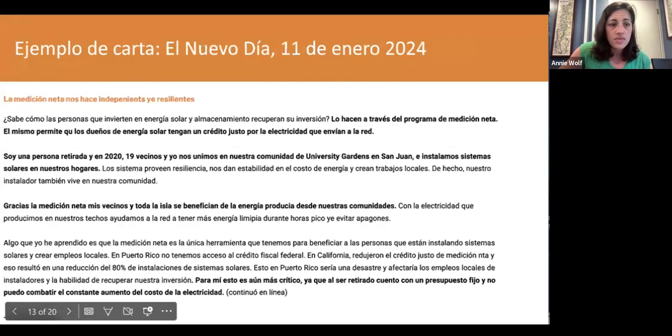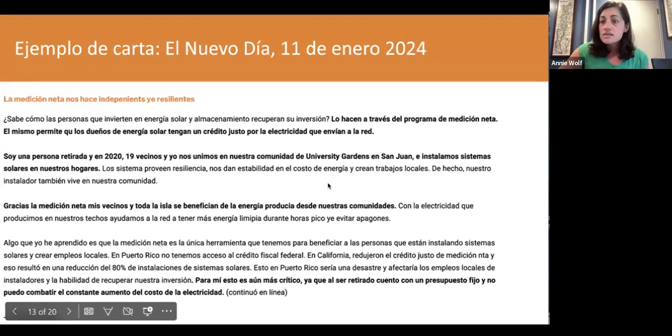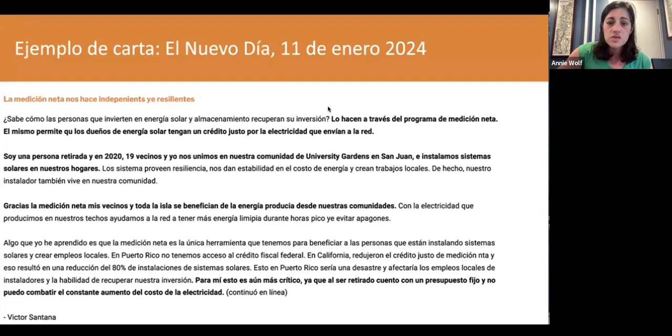We also have an example that was published in a Puerto Rico paper back in the beginning of this year, so January of this year. This follows the same format, and ironically is also about net metering in Puerto Rico. So this writer starts off talking about the policy that he's supporting, which is net metering, and explains what that policy is and how it benefits him and his community.